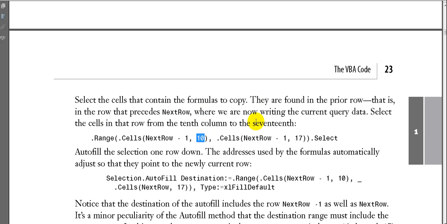Where they are now writing the current query data. Select the cells in that row from the 10th column to the 17th. Okay, now this is okay, let's go and look at that in the code, because it starts with range, right? So let's find that.